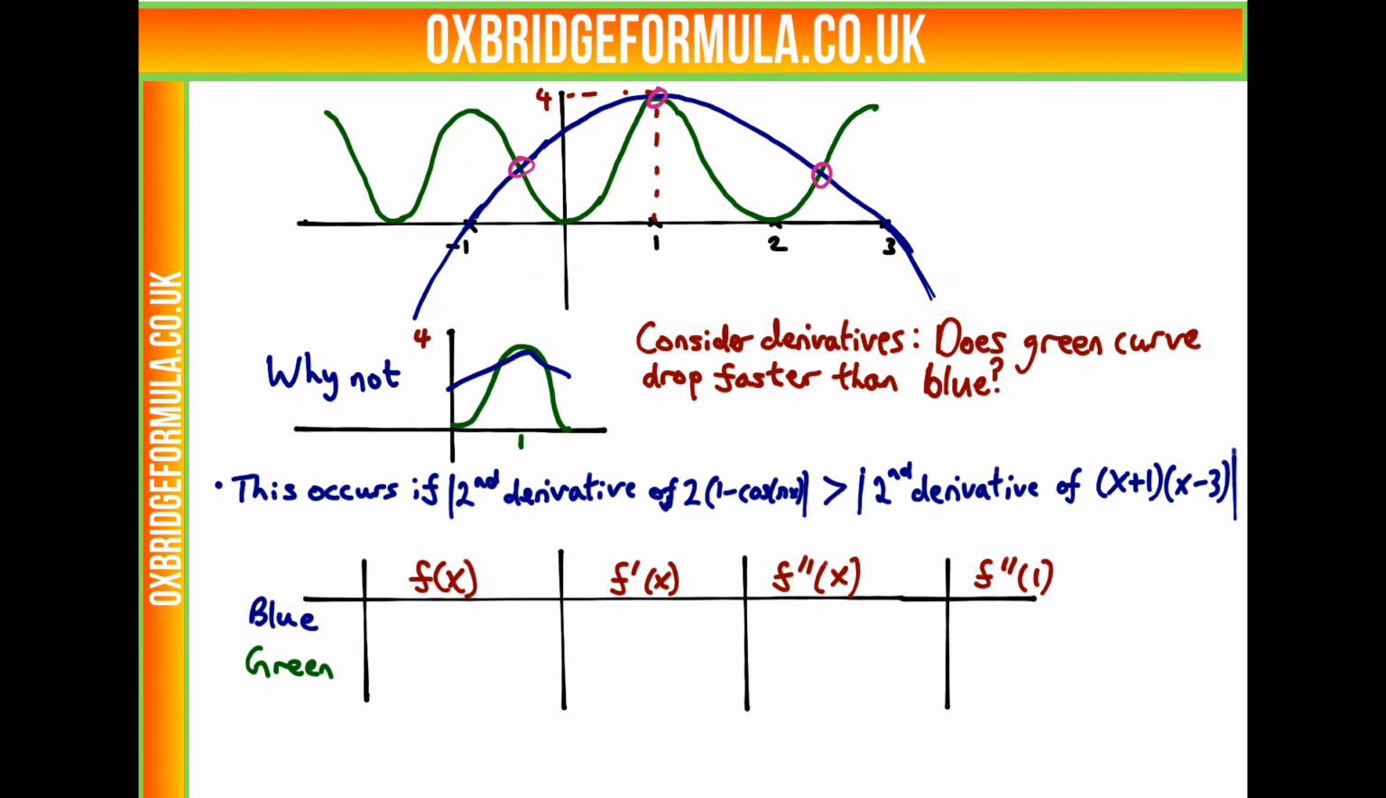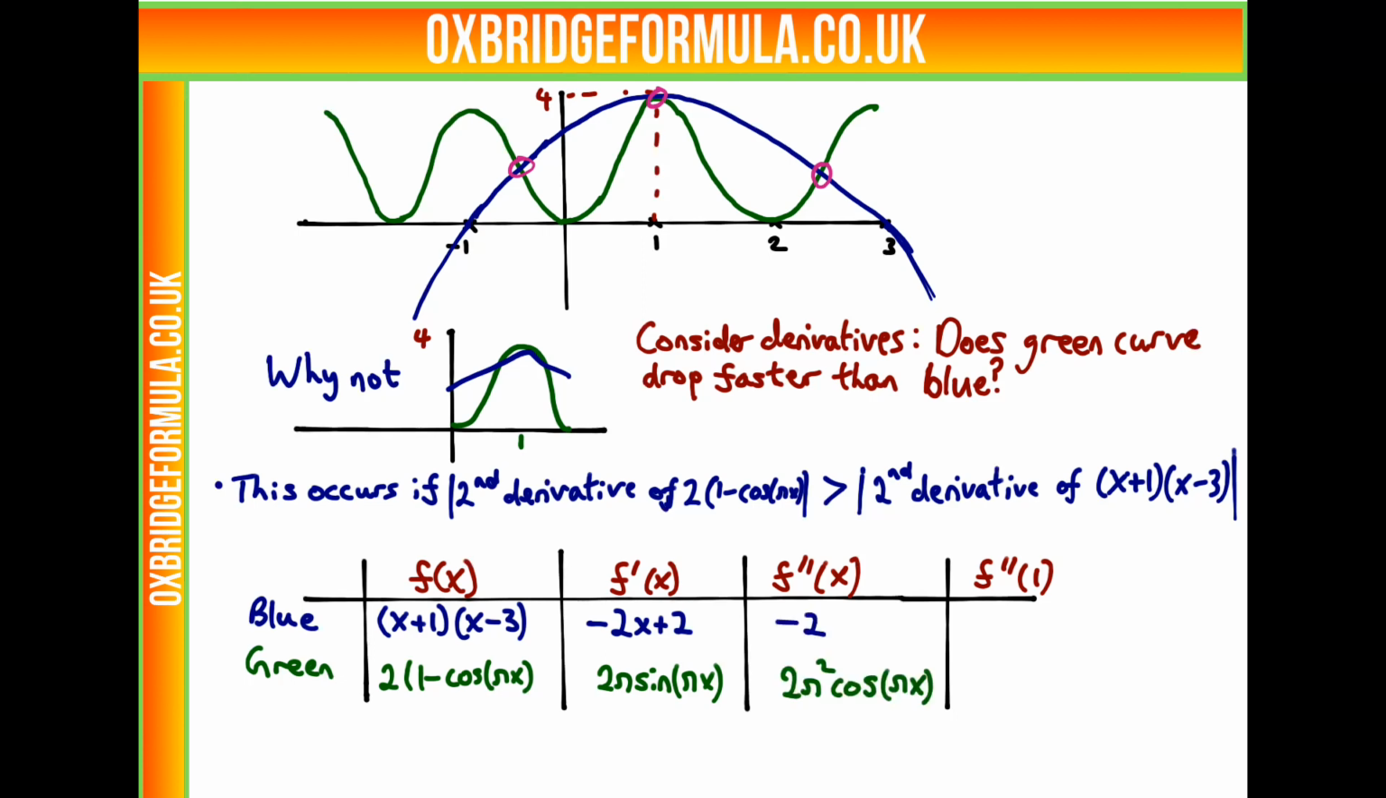So filling in the first column, we get this, which we already know. Then the first derivative, differentiating this, you get minus 2x plus 2. And then differentiating this, you get 2 pi times sine pi x. Differentiating once more gives us minus 2 and 2 pi squared cos pi x. And then evaluating both of these things at 1 gives us minus 2 and minus 2 pi squared. So what do you notice about this?